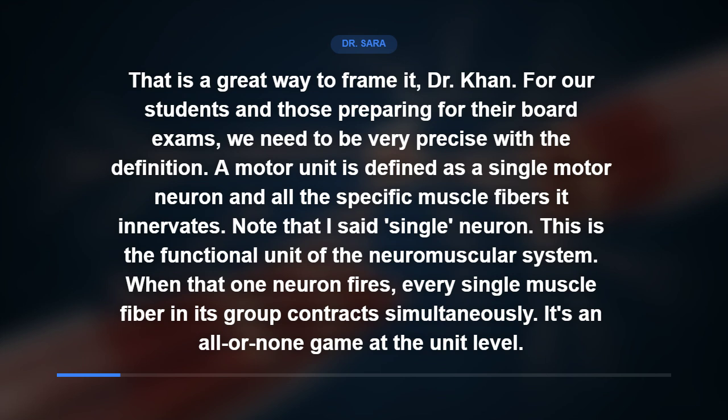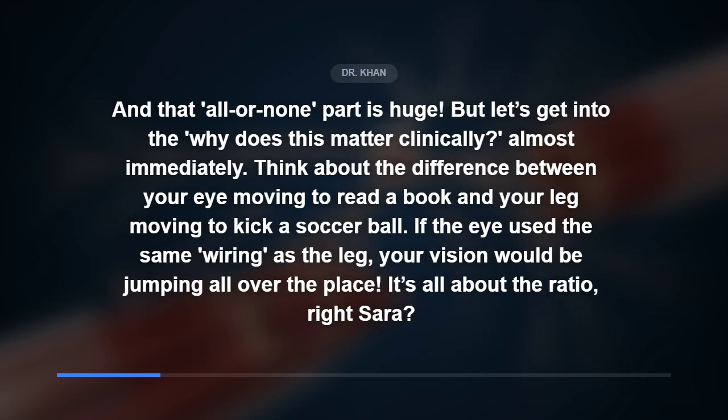That is a great way to frame it, Dr. Khan. For our students and those preparing for their board exams, we need to be very precise with the definition. A motor unit is defined as a single motor neuron and all the specific muscle fibers it innervates. Note that I said single neuron. This is the functional unit of the neuromuscular system. When that one neuron fires, every single muscle fiber in its group contracts simultaneously. It's an all or none game at the unit level.